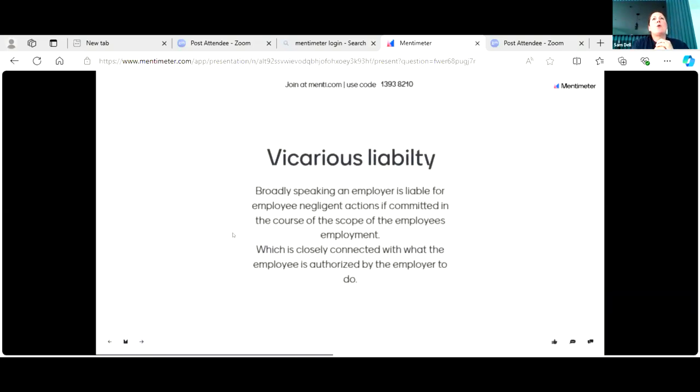So the reason why we go on about job descriptions and working within that capacity is because your trust will have some vicarious liability behind that. Broadly speaking, an employer is liable for employees' negligent actions if committed in the course of the scope of the employer's employment, which is closely connected with what the employee is authorised to do by the employer. So that's why it's so important to know your job description, know what's in it, and know what your limitations are.